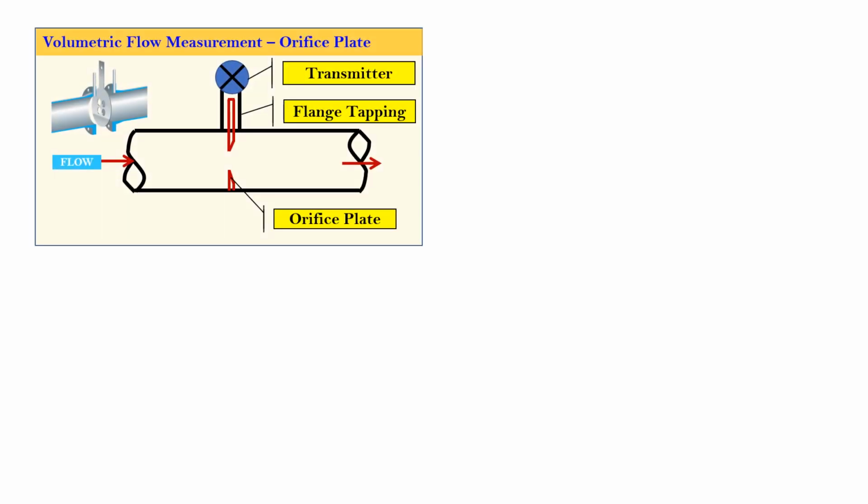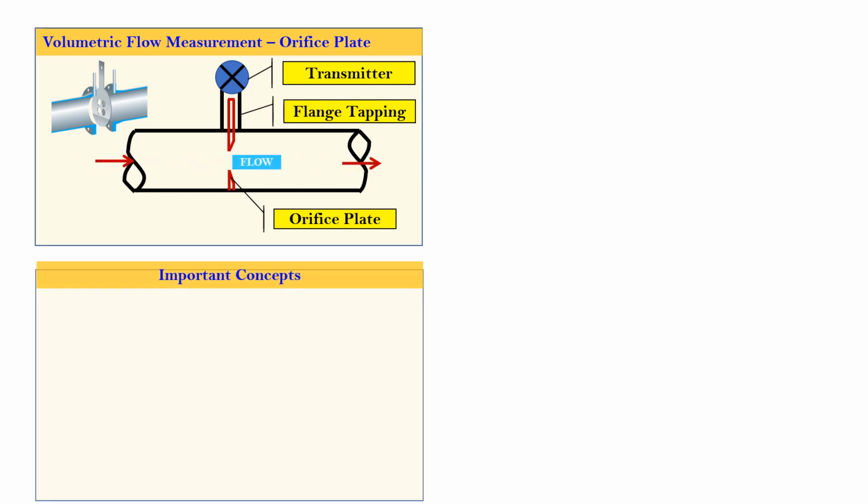Volumetric flow measurement by orifice plate. One can refer to the animation, where one will see the flow passing through the pipe through variable restrictions of an orifice plate, and then further the measurement is done with the help of the orifice plate, flange tapping and a transmitter.